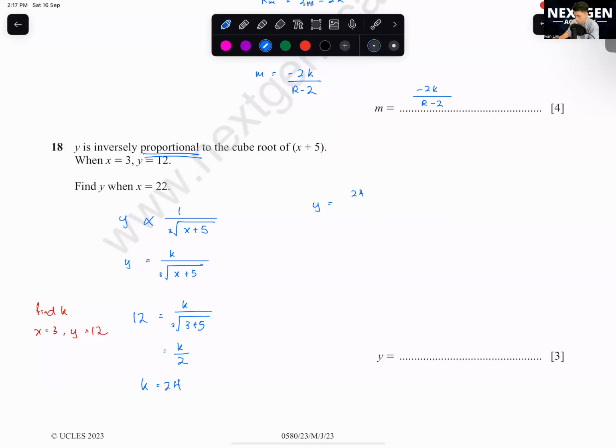So y equals 24 over cube root of x plus 5. Now they say find y when x equals 22. So at x equals 22, we sub it in. Y equals 24 over cube root of 22 plus 5. 22 plus 5 is 27. You cube root 27, you'll get 3. So you get 24 over 3, which equals 8.